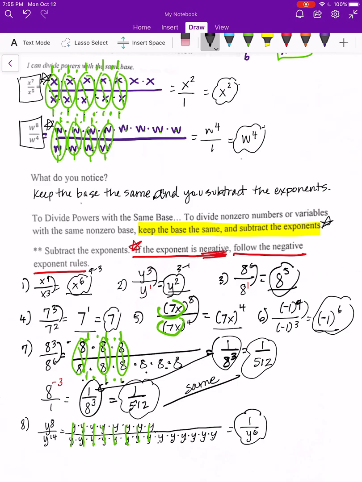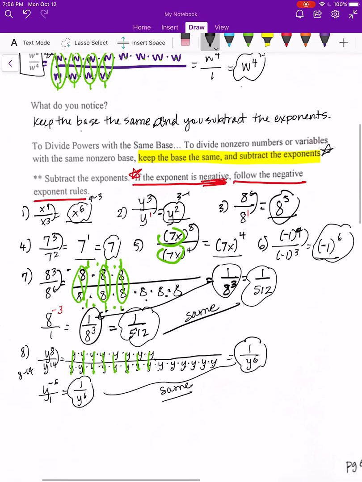If I did the shortcut way, keep the base the same, subtract the exponents, which would be 8 minus 14. 8 minus 14 is negative 6. Can't have a negative exponent, so I put a 1 under it. I flip it, and when I flip it, I drop the negative sign, and lo and behold, they're the same. Okay? All right.